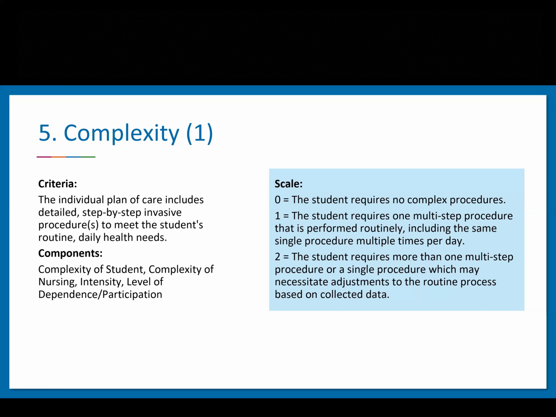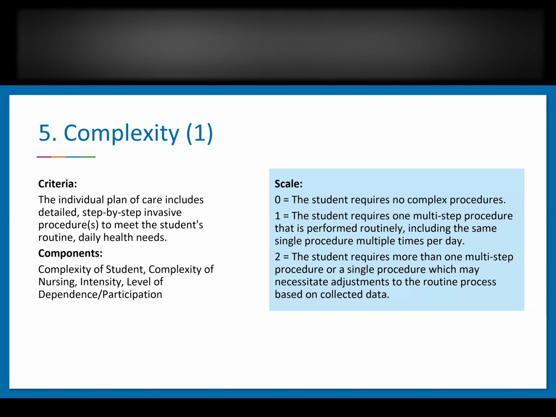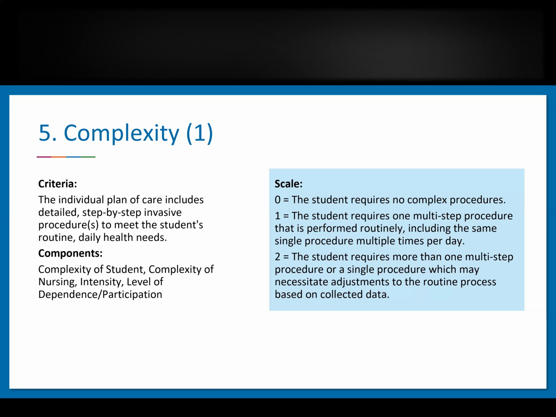Score is 0 when a student requires no complex procedures. Score 1 when the student requires one multi-step procedure that is performed routinely, including the same single procedure performed multiple times daily. Score 2 when the student requires more than one multi-step procedure or a single procedure which may necessitate adjustments to the routine process based upon collected data. This criteria can reflect a student's level of self-management and participation in self-care, their awareness and capacity.